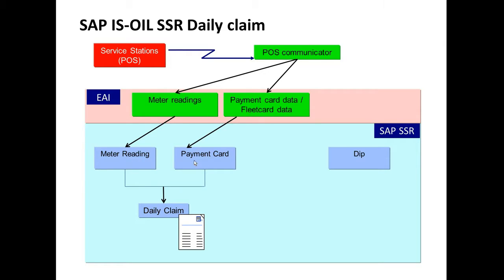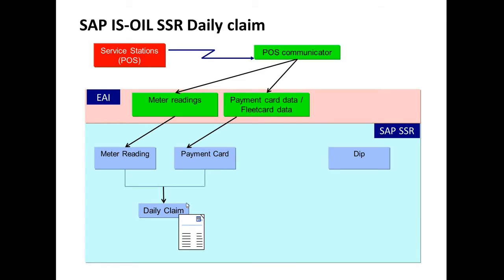The combination of meter reading and payment card makes it possible to calculate the cash you expect from your dealer. And the calculation is very simple. It is in principle the turnover minus the payment cards, which you normally collect yourself, is the cash you expect from your dealer. Now we will go to the system.